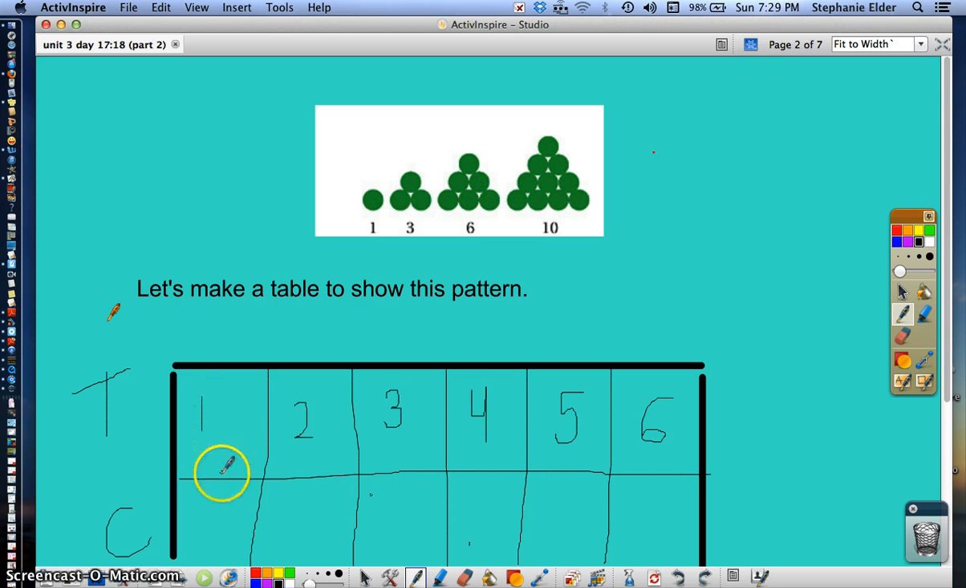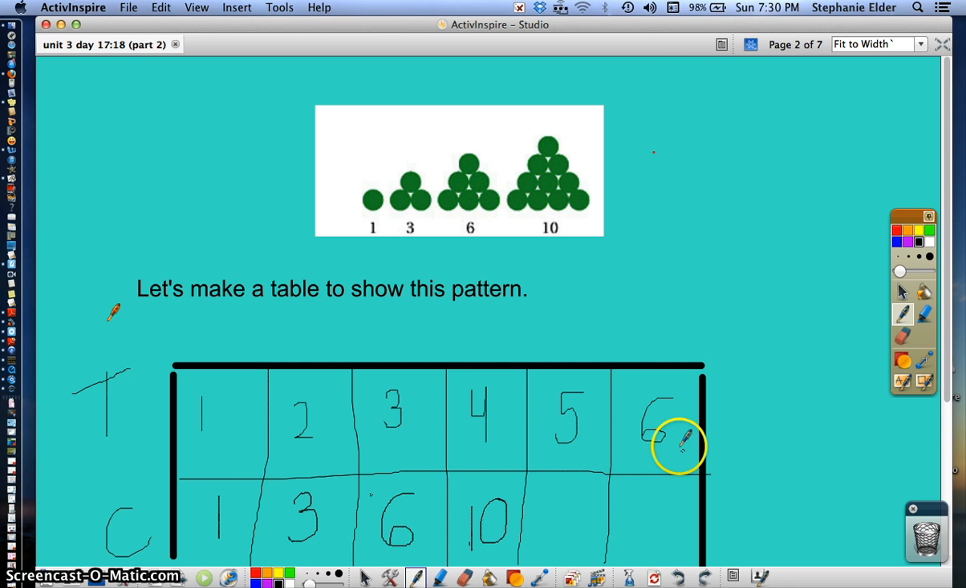So in the first triangle, there is 1 circle. In the second triangle, it takes 3 circles. In the third triangle, it takes 6 circles. And in the fourth triangle, it takes 10. See if you can figure out how many circles would be in the fifth and sixth triangle.